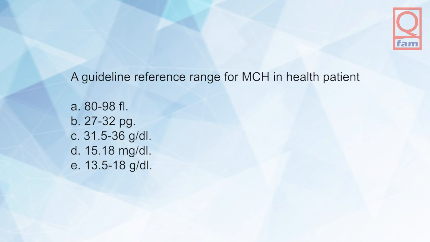A guideline reference range for MCH in a healthy patient? A. 80 to 98 fL, B. 27 to 32 pg, C. 31.5 to 36 grams per deciliter, D. 15 to 18 milligrams per deciliter, E. 13.5 to 18 grams per deciliter. The answer is B. 27 to 32 pg.